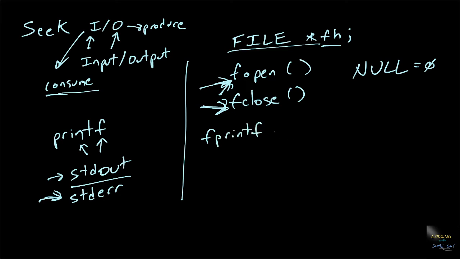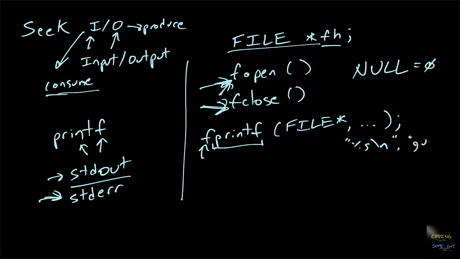Okay. And it does pretty much the same thing that printf does, except to a file. So for most of these file functions, they're all going to take a file pointer as their first parameter. So this is going to be something like that, and then all the normal stuff that you're used to doing for printf, like a %s and a new line and the string or something. So that would work as long as this is a valid file.